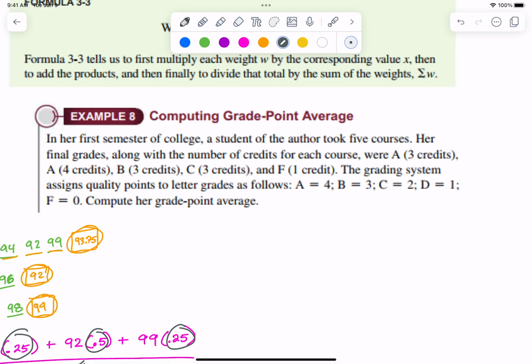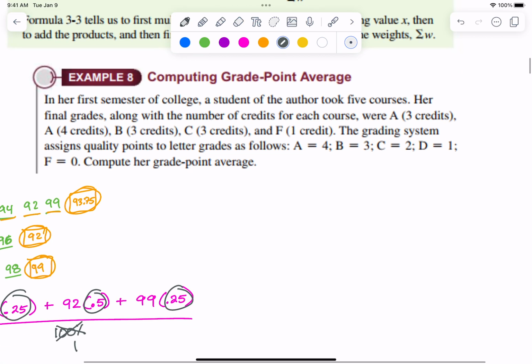This is computing grade point average. So now we're not talking about percentage grades. They're talking about credit hour grades, like on the college level. It said her final grades, along with the number of credits for each course, were an A. She got an A in a 3 credit course.